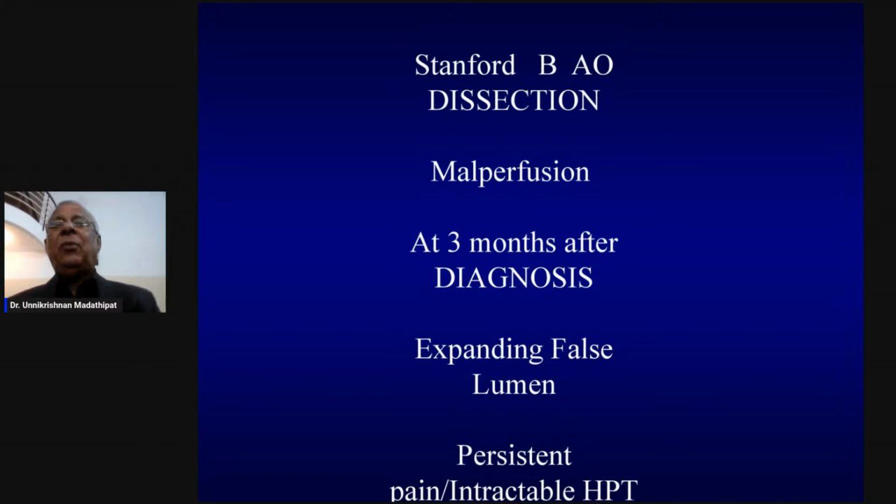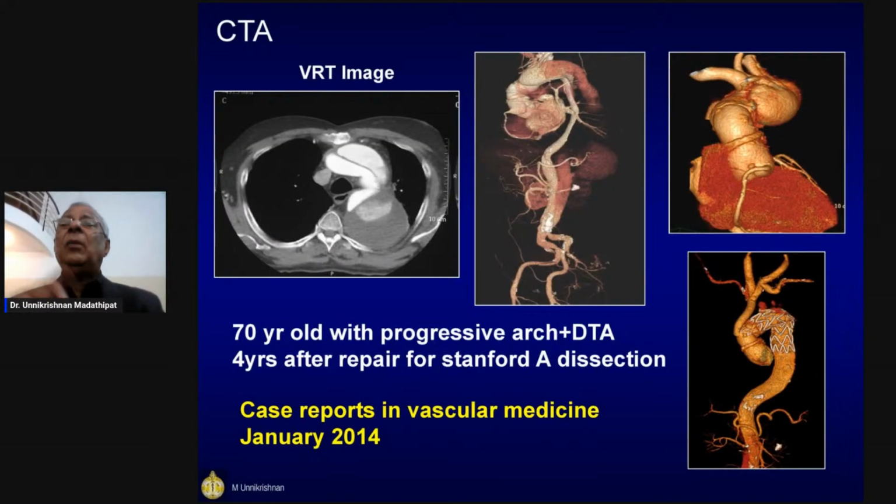In case, while following up with beta blockers and other medications, you find that the false lumen is expanding rapidly, something like 3-4 centimeter from the beginning, or if they have persistent pain and that's a rupture syndrome, or if they have intractable hypertension, which may lead to rupture again. So these are the indications for treating early.